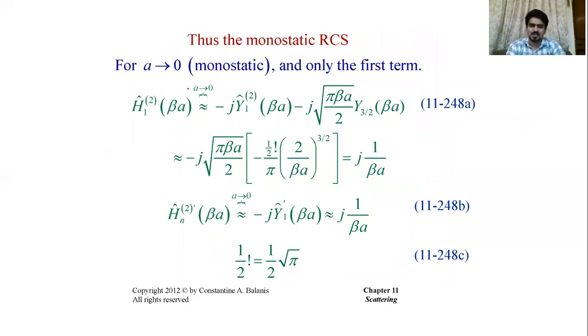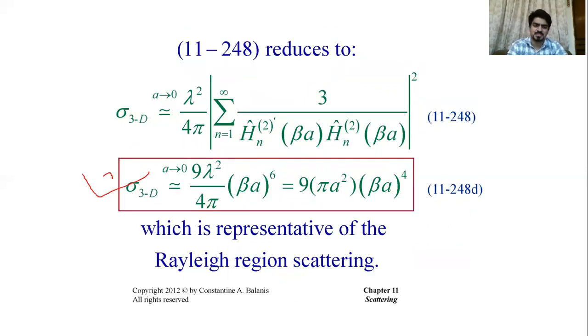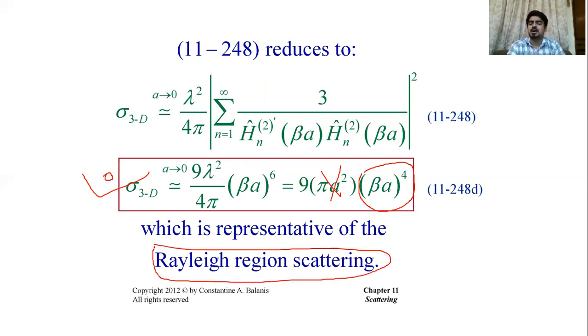And again we can derive that. If we apply the limit a tends to 0 and follow these mathematical steps, you will see this is your expression for small spheres, and it is proportional to a to the power 4 if you normalize by pi a square. So your radar cross section normalized to its physical cross section is proportional to a to the power 4, which is nothing but Rayleigh region scattering.